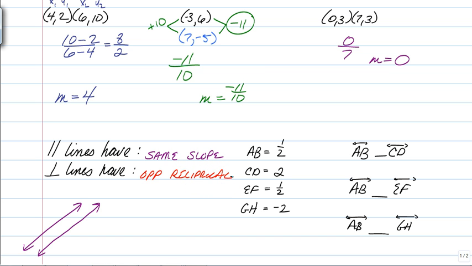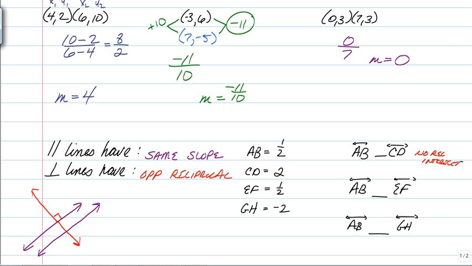Now, opposite reciprocal means you need to take the reciprocal of whatever your slope is, and you need to change the sign, because, as you can see, if you're going to be perpendicular to that given line, one of them is going to be positive and one of them is going to be negative. Okay? So we look over here and we have AB and CD. AB has a slope of 1/2. CD has a slope of 2. Now, they are reciprocals, but they are not opposite reciprocals. Okay? So these have no relationship. They're just going to intersect at some point.